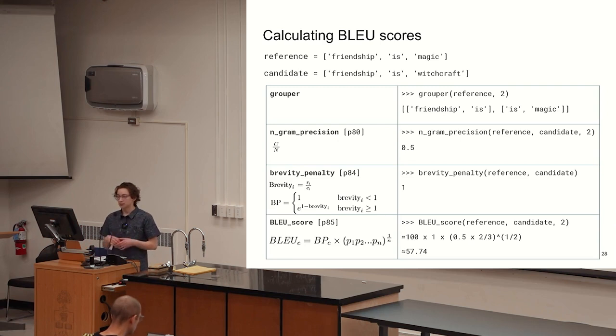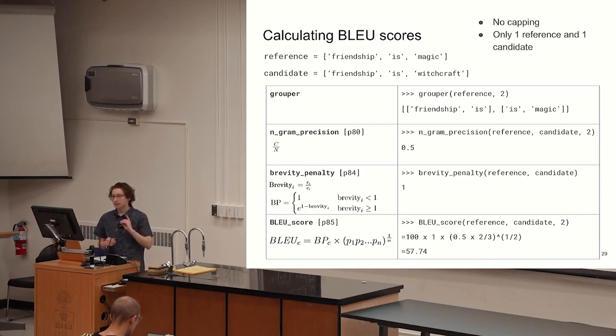And then the last one is the BLEU score function that puts it all together. In this case, we were looking at the BLEU-2 score. So it has the 0.5 times 2/3, which is the 2-gram times the 1-gram n-gram precisions. So this is, I guess, the general gist for calculating BLEU scores.